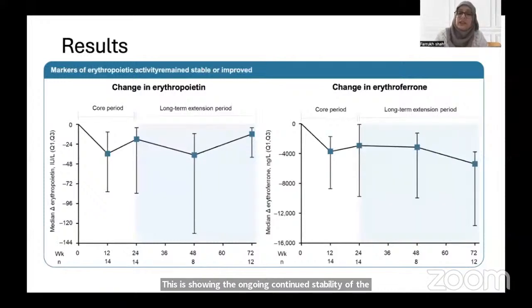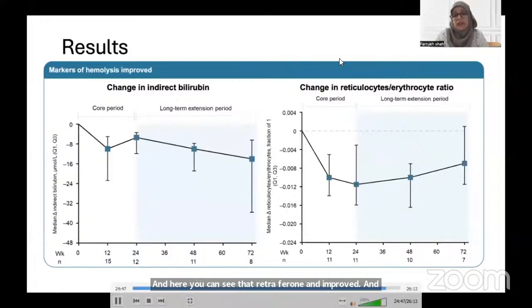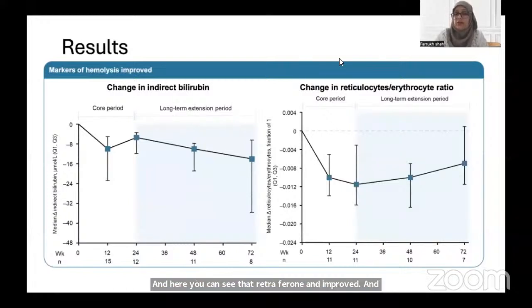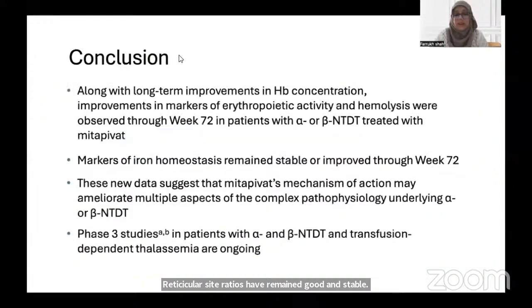And here you can see that erythroferrone and erythropoietin results have either stabilized or improved, and markers of hemolysis have reduced, i.e. the bilirubin indirect has gone down and erythrocyte reticulocyte ratios have remained good and stable. And markers of iron homeostasis have also improved or remained stable in this population of patients.